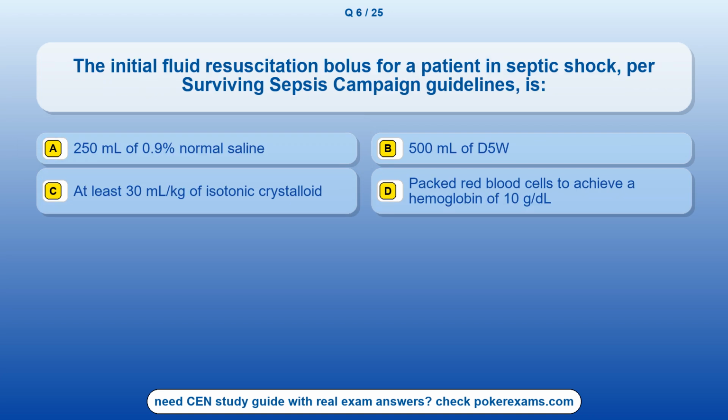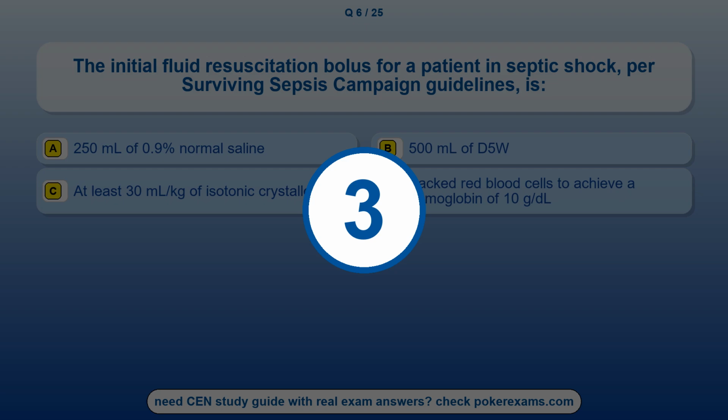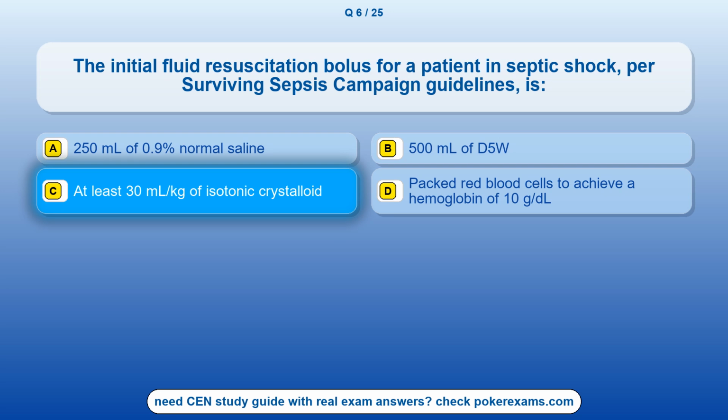Question 6. The initial fluid resuscitation bolus for a patient in septic shock, per Surviving Sepsis Campaign guidelines, is: Option A, 250 ml of 0.9% normal saline. Option B, 500 ml of D5W. Option C, at least 30 ml/kg of isotonic crystalloid. Option D, packed red blood cells to achieve a hemoglobin of 10 g/dl. The correct answer is option C, at least 30 ml/kg of isotonic crystalloid.